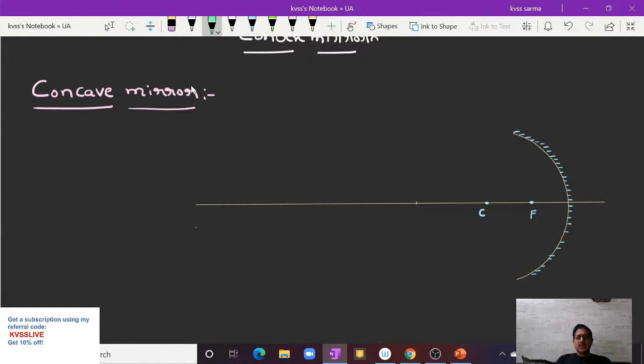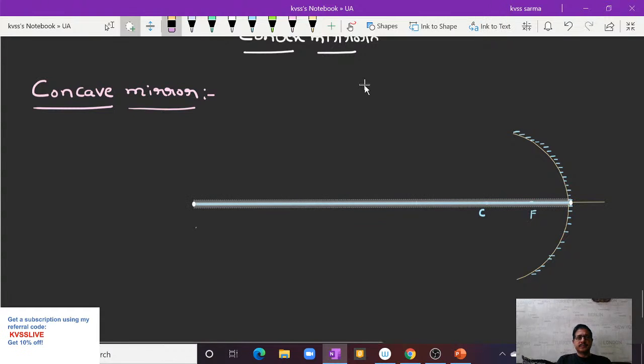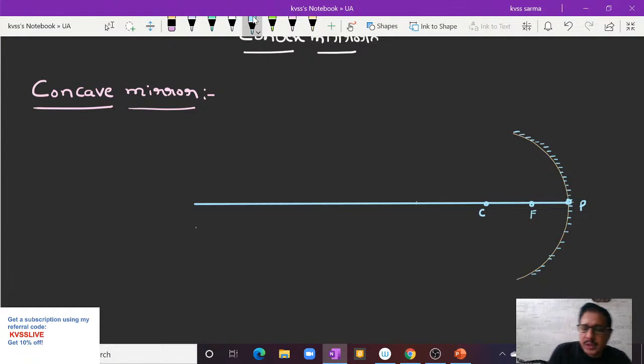Okay, now this is the principal axis. So this is the pole of the mirror. This is the pole. This is the focus. This is the center of curvature.